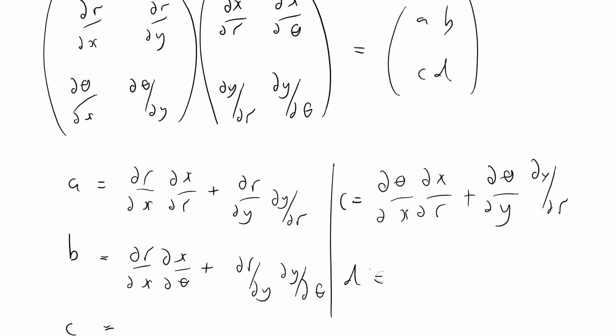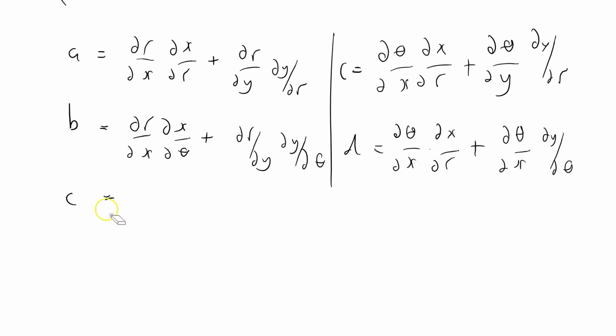And D, lower right, so it's ∂θ/∂X, lower right ∂X/∂R, plus ∂θ/∂X, ∂X/∂Y, ∂θ/∂θ, ∂X/∂Y, ∂θ/∂θ. Right. So what's A equal to?